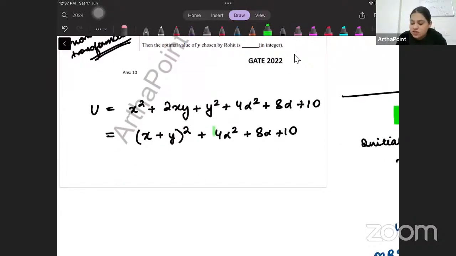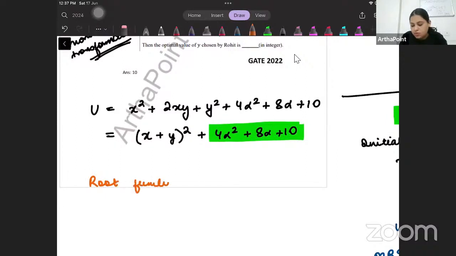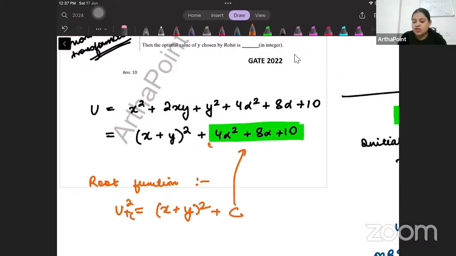This is just a constant. So ideally my root function in this case is u is equal to x plus y. Then I keep doing some monotonic transformation. I would have squared both sides, I would have added some constant on both sides, where the constant is this entire thing, and I would have got a new utility function. But in the background, the x and y part only constitutes a substitute goods function.